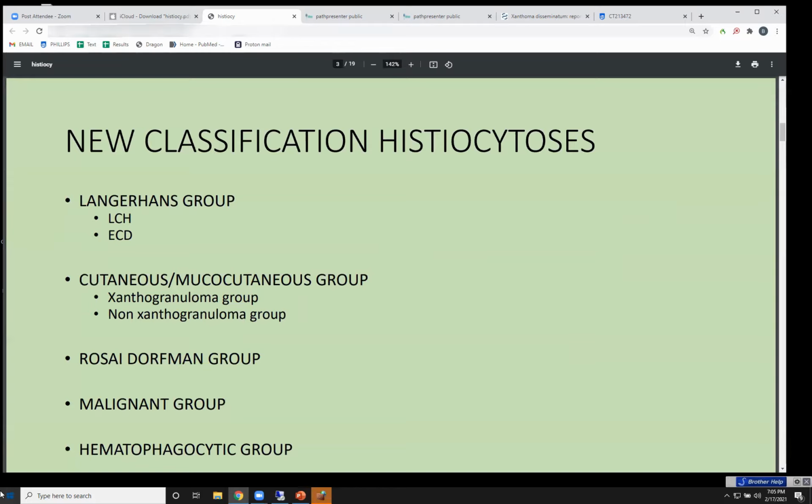The second group are the cutaneous and mucocutaneous group, and this one includes the xanthogranuloma types and the non-xanthogranuloma types. So that's the cutaneous or mucocutaneous group. The third group is the Rosai-Dorfman group. And then the last two, which I'm going to say very little about, are the malignant group and the hematophagocytic group, and we don't see those often in the skin. So those two we won't discuss much.